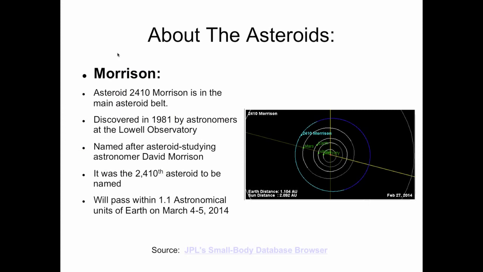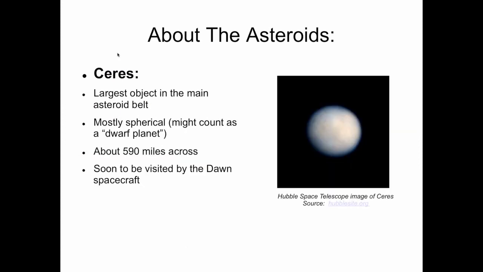There's a little information about the Morrison asteroid. It was named for astronomer David Morrison and was discovered back in 1981. And information for next week, it'll pass within 1.1 astronomical units of the Earth. So big event coming up for Morrison next week.